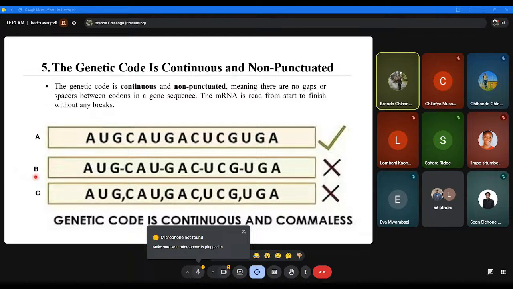Let's look at B. This is another mRNA. If it were punctuated, what we'd expect is that after reading AUG, what you see here is a dash, maybe the machinery should stop and start reading this again independently. So what you see in B and in C where you have commas, it will mean that the machinery as it is translating this codon is going to be interrupted because of these commas or the dashes. In short, on this slide, the take-home message is that one of the features of the genetic code is that it is continuous, it is not punctuated, or should I say it is not commaless.